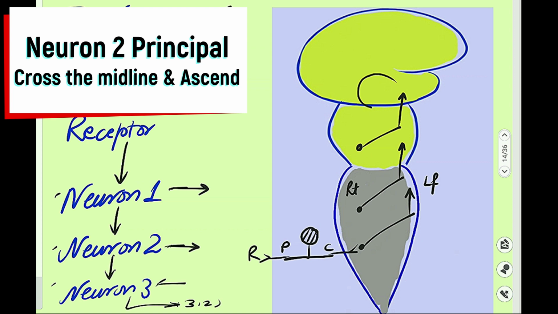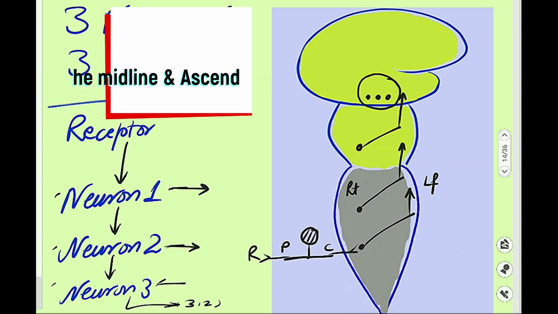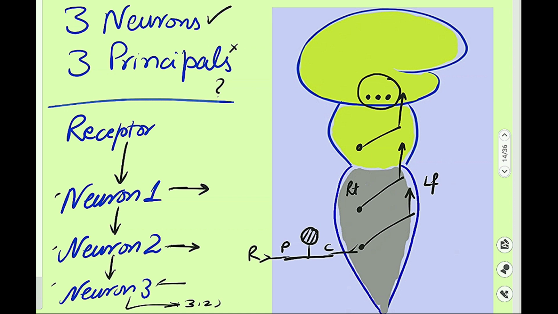Neuron 2's destination is neuron 3, which is present in the thalamus. So neuron 2 will cross and ascend till the thalamus, where it will synapse with the third order neuron. This is the third order neuron whose destination is the parietal lobe sensory cortex, area 3-1-2. So what is its principle? The principle is that in all the tracts the third order neuron is present in the thalamus, whether it's the anterior spinothalamic tract, lateral spinothalamic tract, or posterior white column tract.